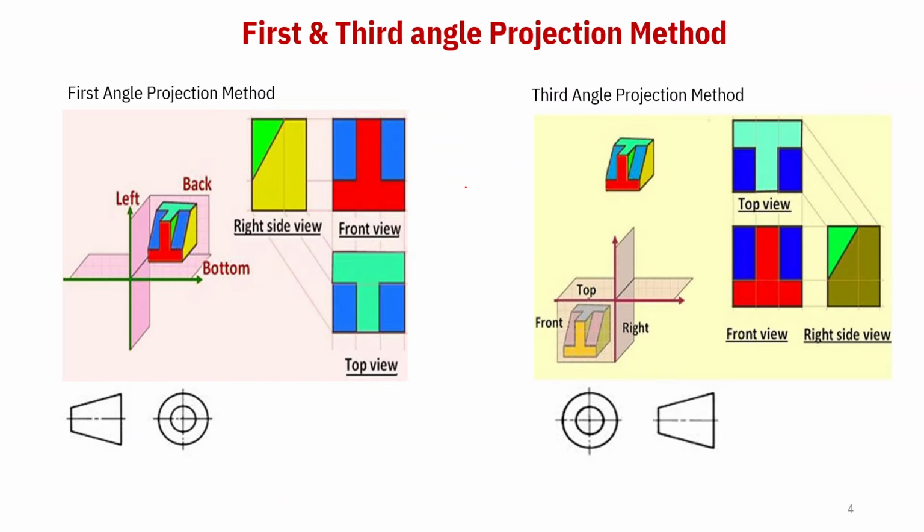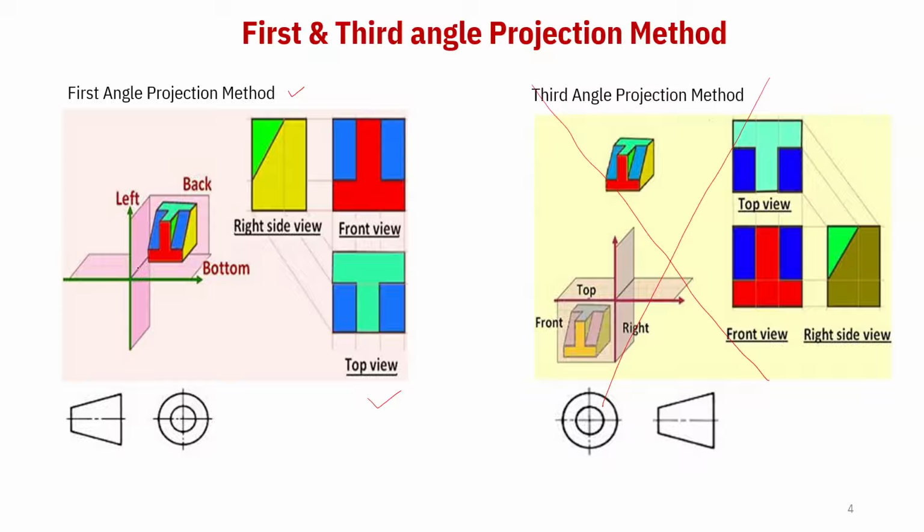Okay, so we will not be discussing this third angle method of projection. We will only focus on this first angle method of projection. Now understand what is meant by first angle method of projection. Let us assume that the object is placed in the first quadrant.